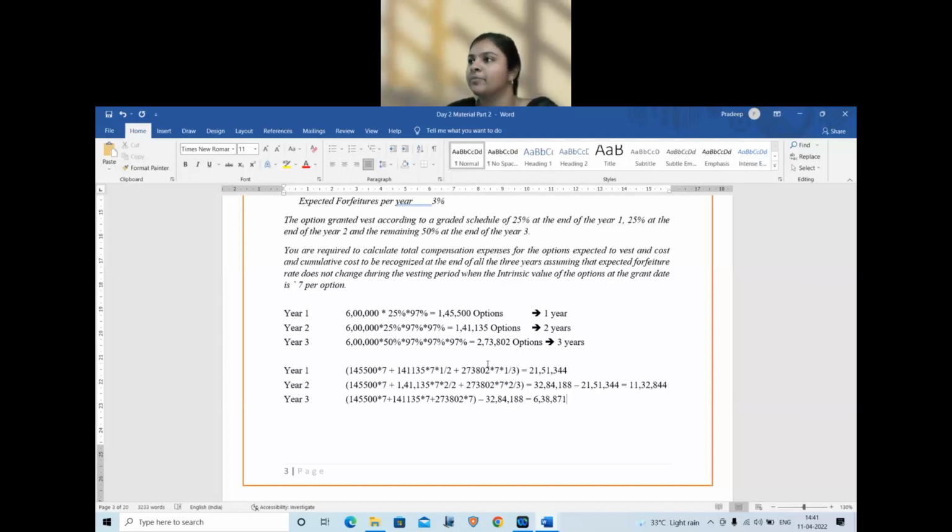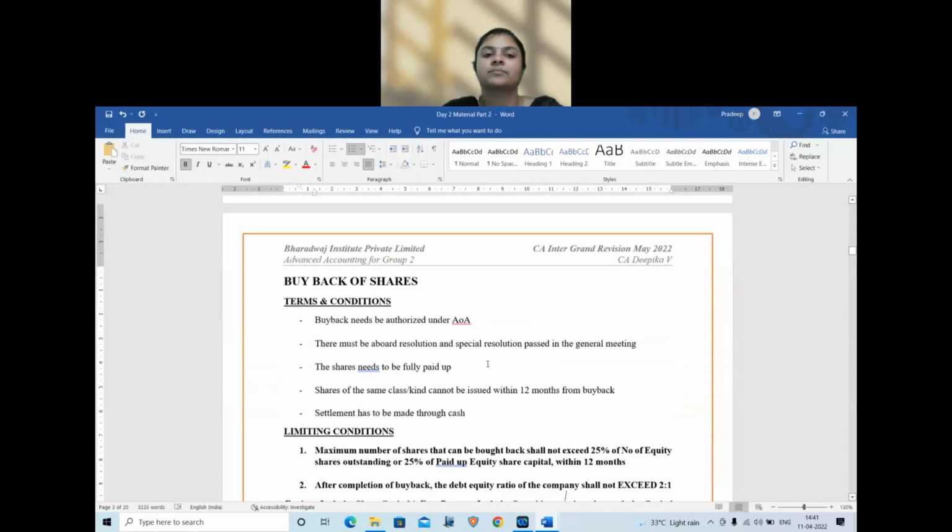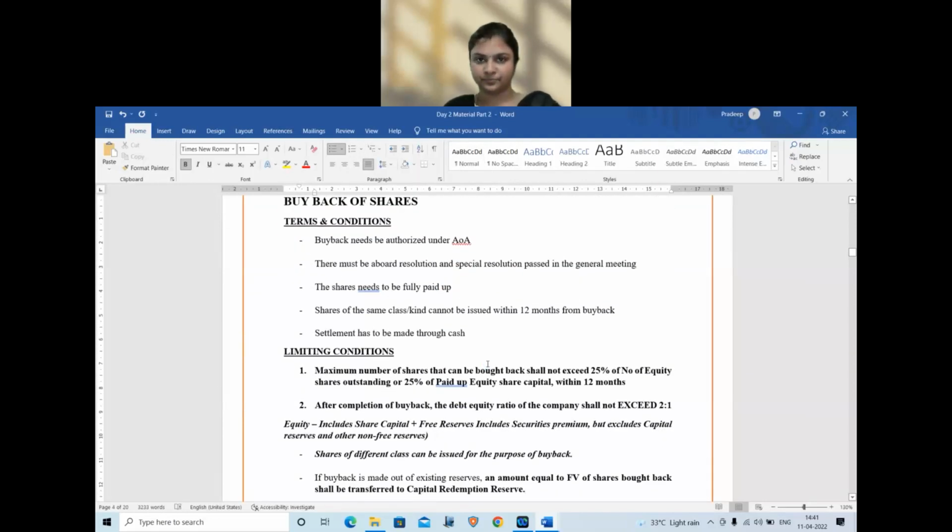Any doubts? Next, we move on to the next simple topic, buyback of shares. Okay, what is buyback? Buyback is a voluntary process by which the equity share capital of the company is taken back. While redemption is a mandatory process, buyback is a voluntary process. Buyback needs to be authorized by the articles. There must be a board resolution and a special resolution that is to be passed in the general meeting.